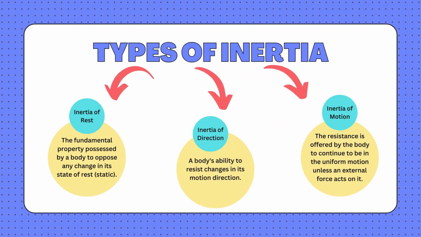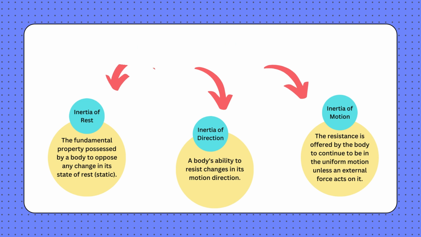There are three types of inertia. The first one is called inertia of rest. It is a fundamental property possessed by a body to oppose any change in its state of rest. The second one is inertia of direction, which is defined as the body's ability to resist changes in its motion direction. The third one is called inertia of motion. It states that the resistance is offered by the body to continue to be in uniform motion unless an external force acts on it.